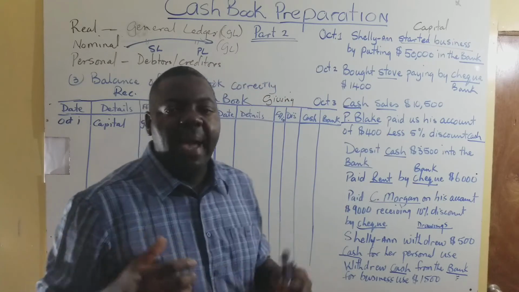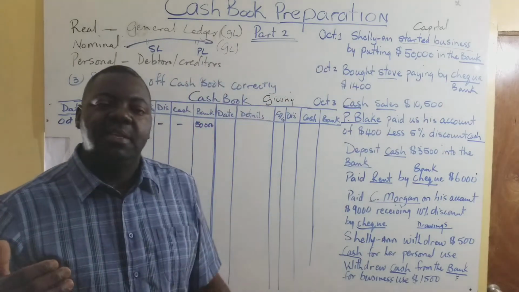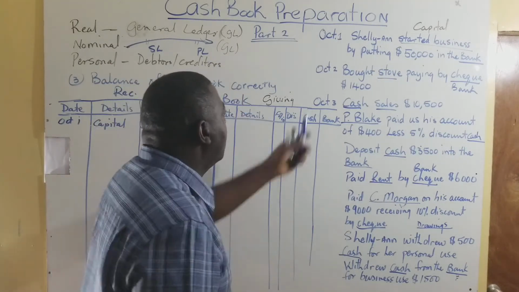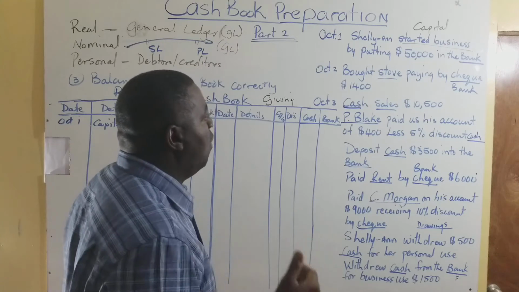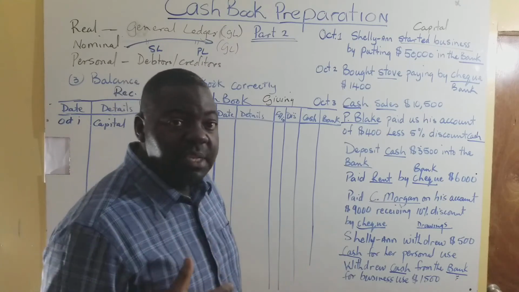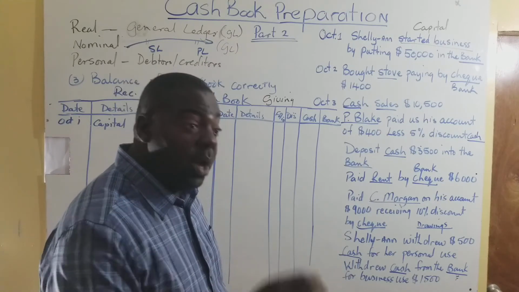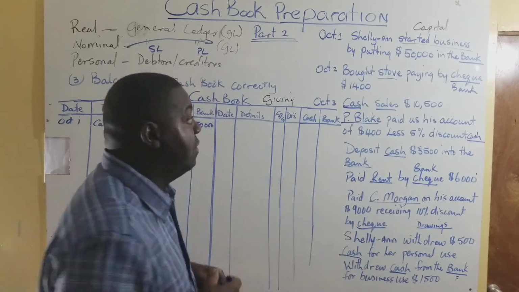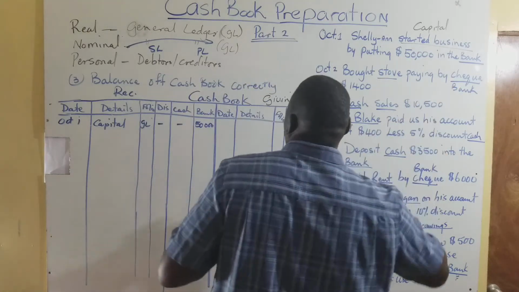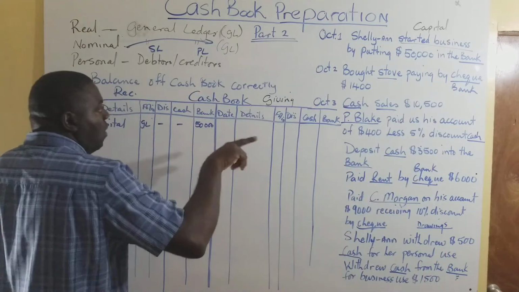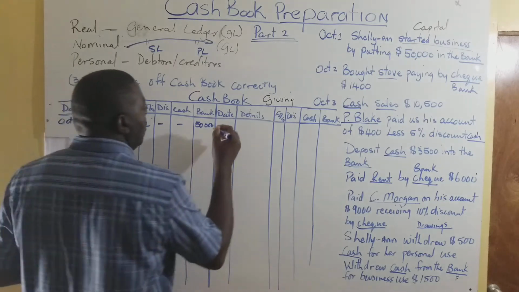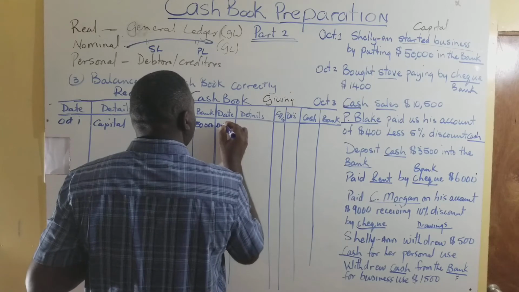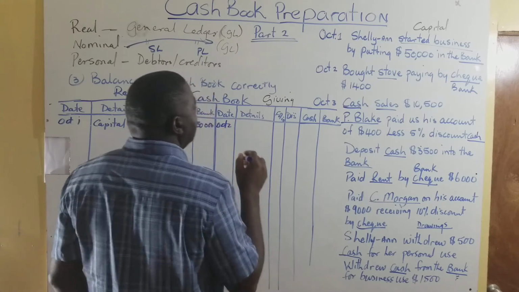All right. Then we bought stove paying by check. The business question is, are we receiving money or are we paying out money? Look at this transaction. We are buying stove, paying by check. Are we receiving money? No. We are paying out money, because we buy the stove and we pay out the money to get the stove. So it is by check. Once we are giving the money out, it is recorded on this side. So we're going to have the date, which is the 2nd of October.